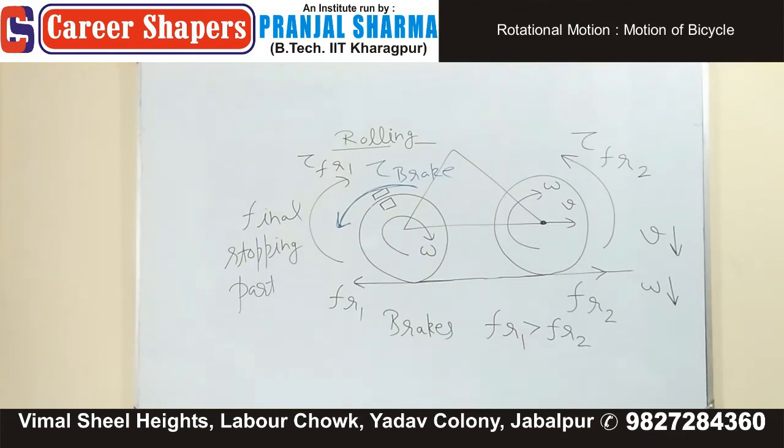And this is a very good example of rolling. To understand rolling, the bicycle part is something where you can easily feel all the things.